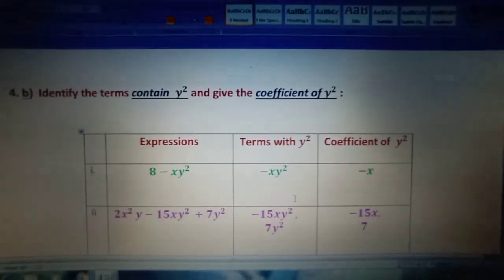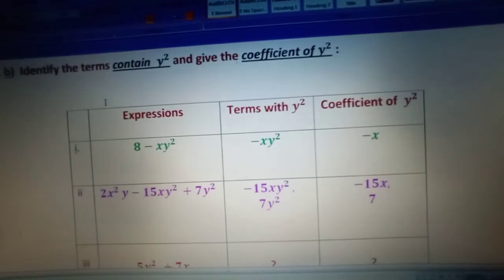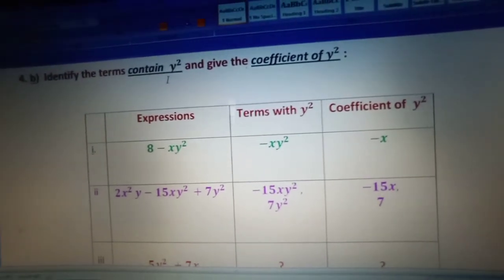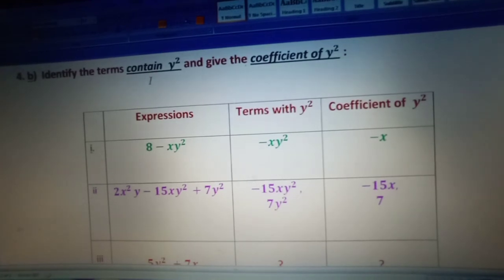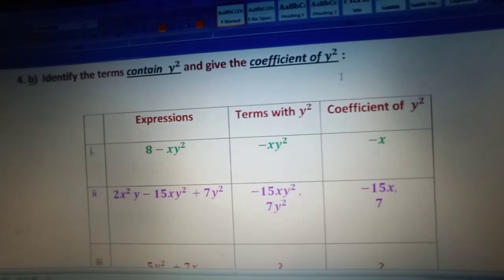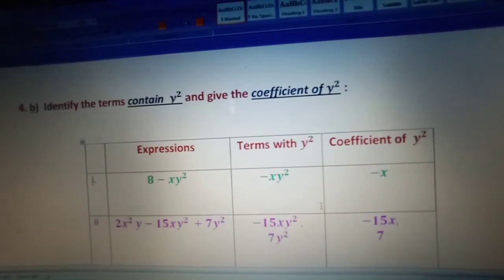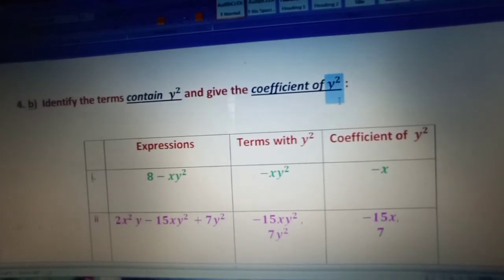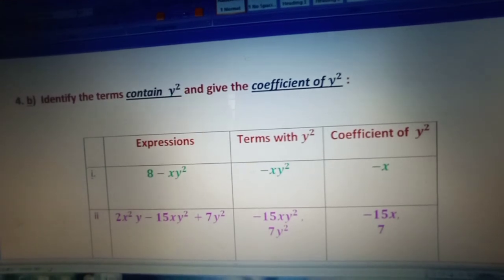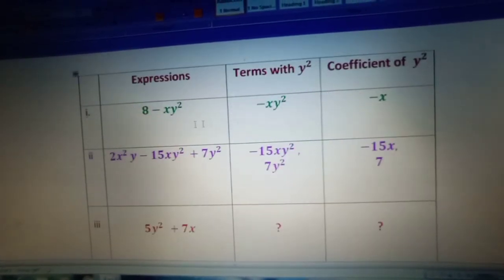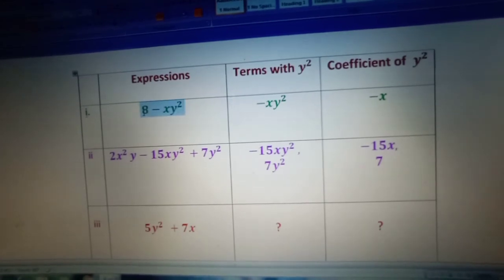Come to the next question. Identify the terms which contain y square. You have to find out which term contains y square and write the coefficient of y square. Same as the previous question, where you identified the terms which contain x square and the coefficient of x square. Here the terms contain y square, and the coefficient of y square. It is very easy for you now. I think you all understood.